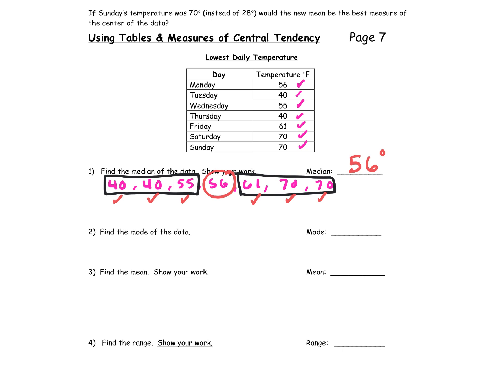And as I look at the mode, this time there are 2 modes, because 40 degrees and 70 degrees both are repeated twice. So for the mean, we're going to add up all the numbers and then divide by 7.